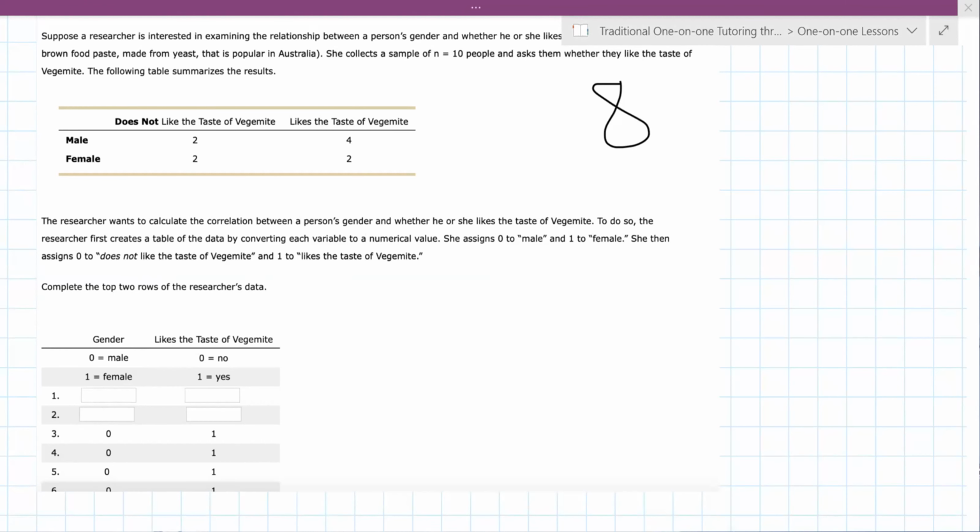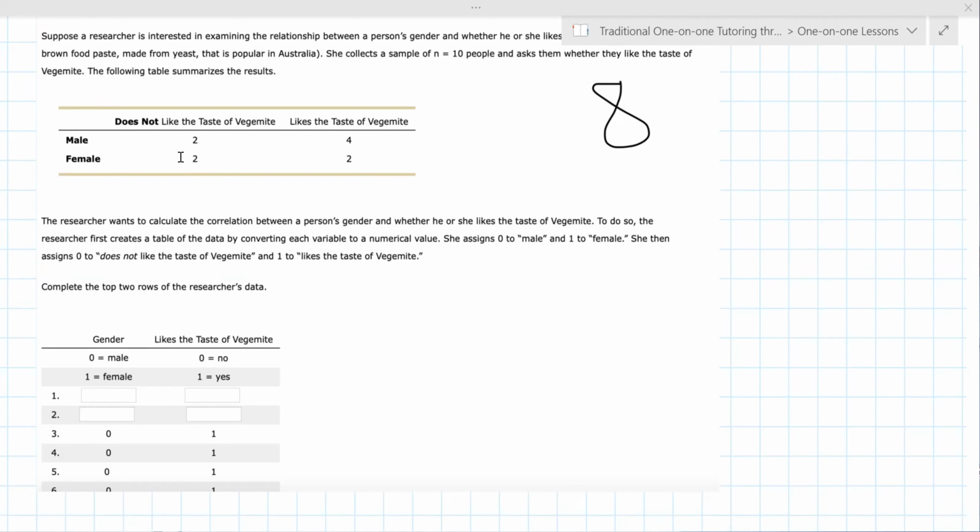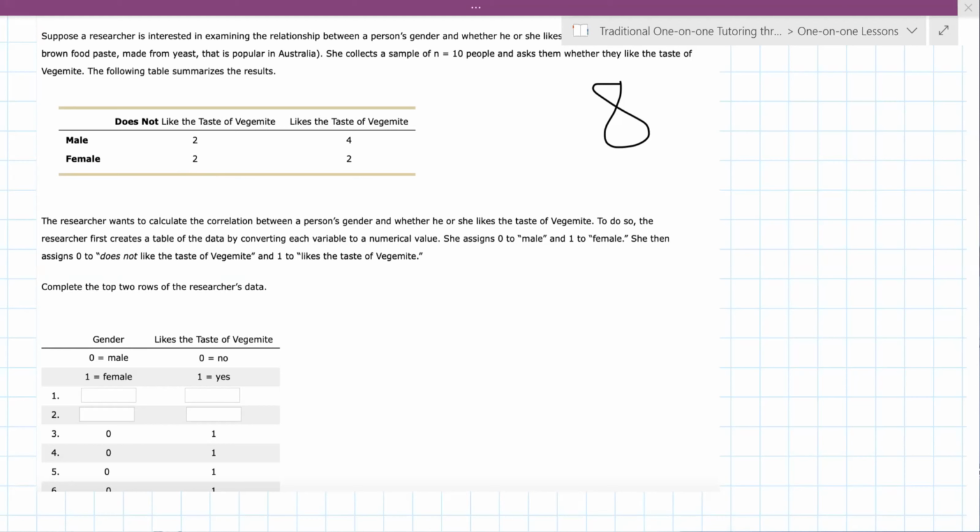Is there more? Oh, you sent more pictures. 8B. Yeah, there should be an 8B. Okay. So that's probably, let's see here, complete the top 2 rows of the researcher's data. So they said that out of all the males, there are 2 that like the taste and 2 that do not.